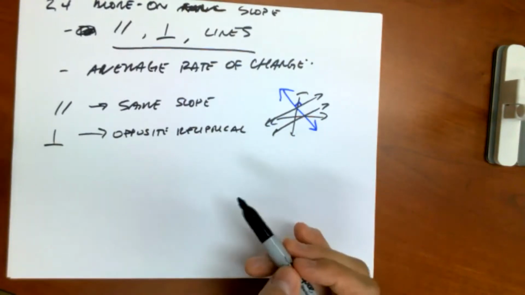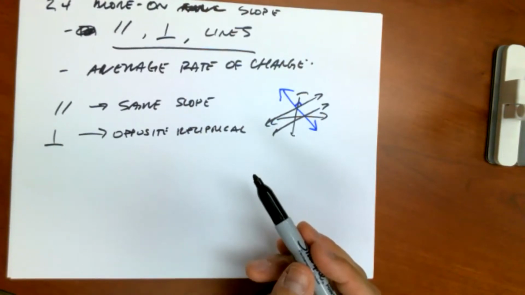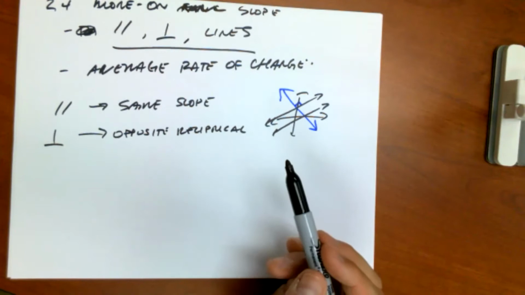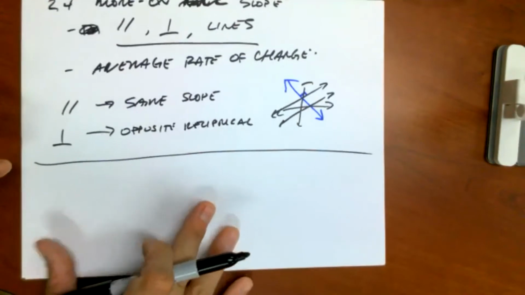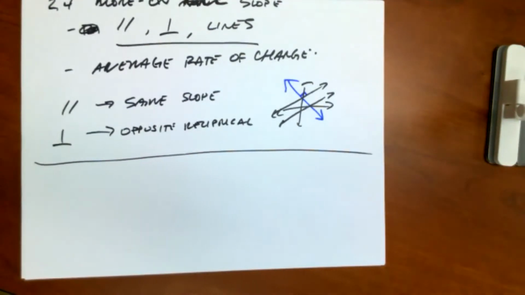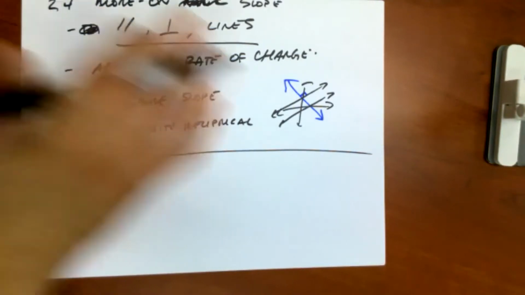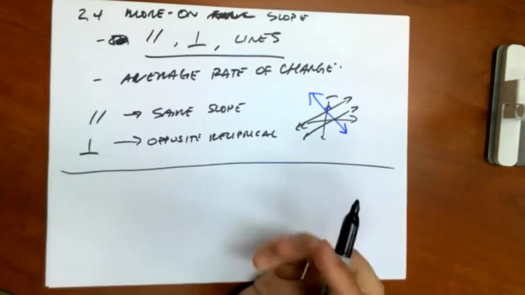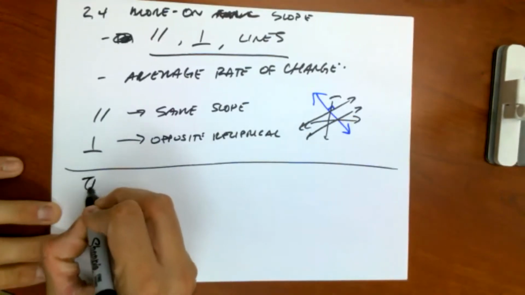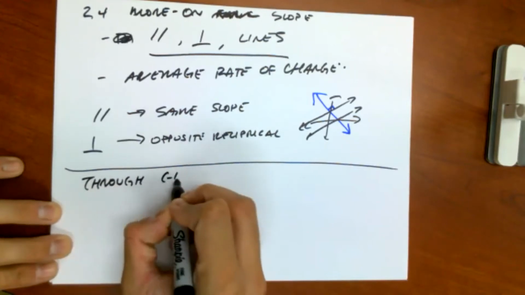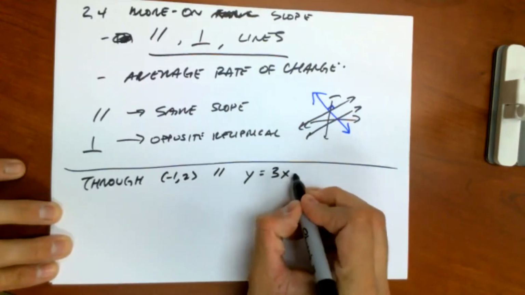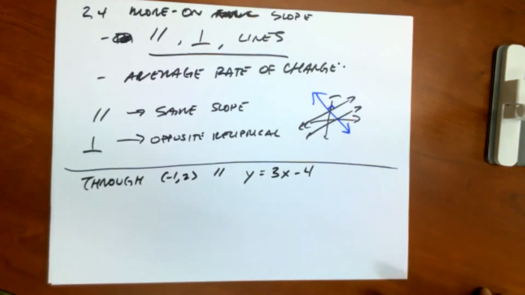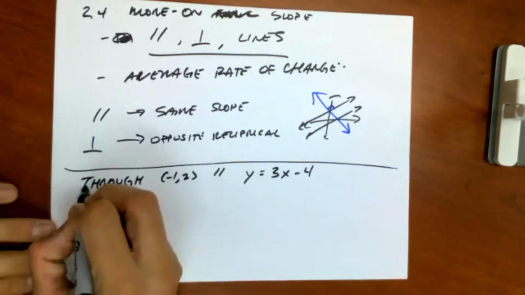So let's look at some examples and how your book brings this in this section, and then I'll go over what that opposite reciprocal thing means. This is going to be very similar to section 2.3. It really is like 2.3b. That's what this section should be titled, honestly. But let's say we have a line that goes through -1, 2, and we're parallel to y equals 3x minus 4.